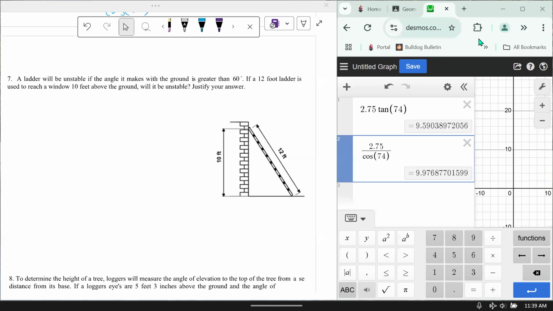Okay, a ladder will be unstable if the angle it makes to the ground is greater than 60 degrees. If a 12-foot ladder is used to reach a 10-foot window, or a window 10 feet above the ground, will it be unstable? Justify your answer. Okay. So in this question, we are talking about this angle right here. What this means is that if that angle is greater than 60 degrees, it's super unsafe and you need to adjust your ladder.